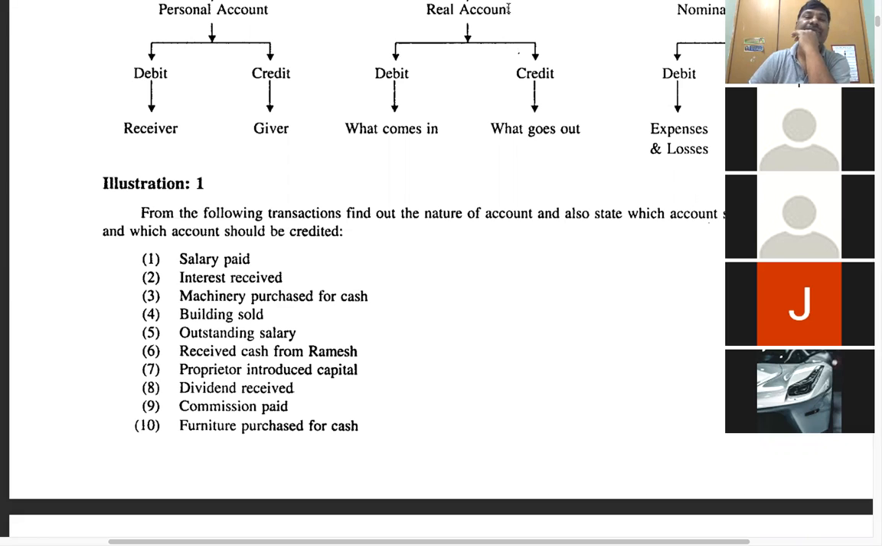So debit what comes in. What is coming in? Cash is coming in. Debit the cash account. Cash account debit to building account. Building credit, because it is going out.